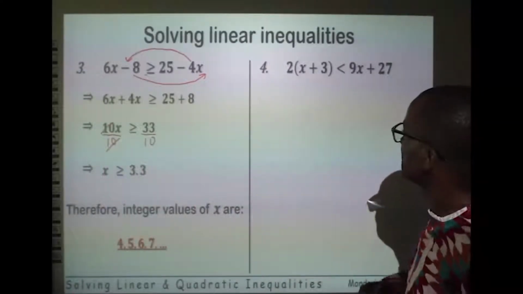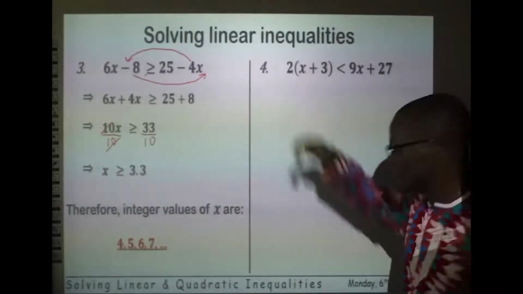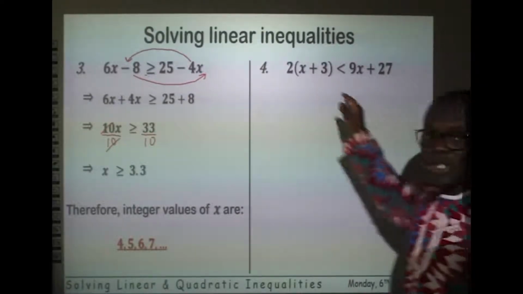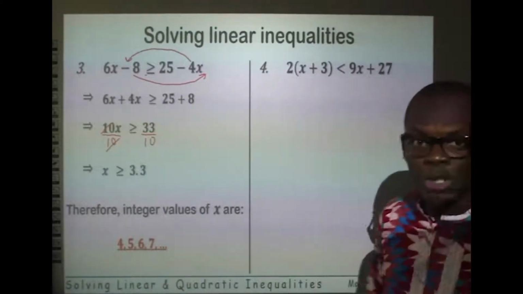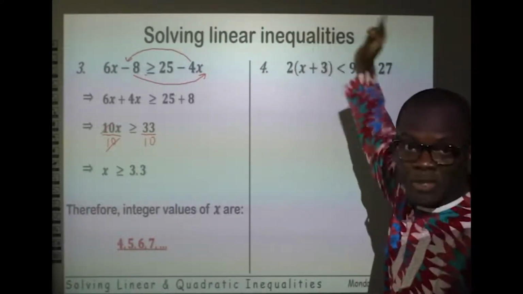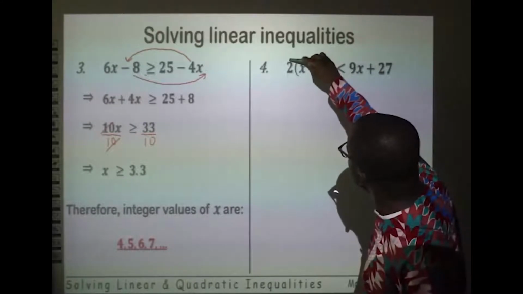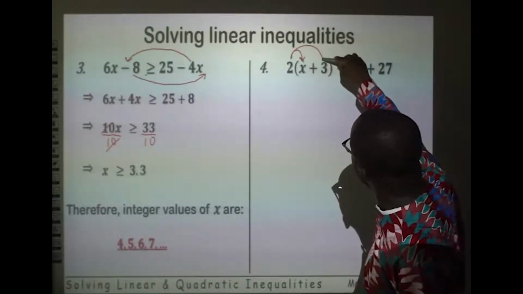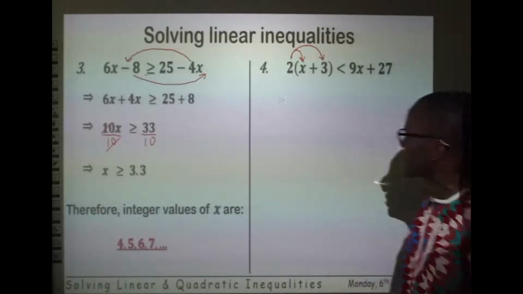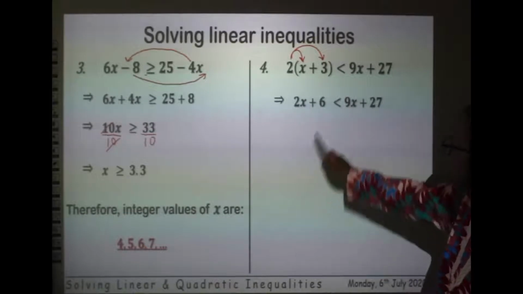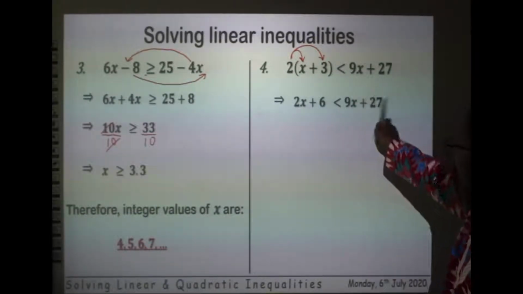Moving on to question number 4. That's question number 4. You have the brackets. When you use the brackets, open the bracket. You take the 2 on the outside to multiply each of the terms you've got inside the bracket. So you have 2 to multiply the x, and then the 2 to multiply the 3. So when you open the bracket, you have 2 times x gives you 2x, plus 2 times 3, that gives you 6, is less than 9x plus 27.